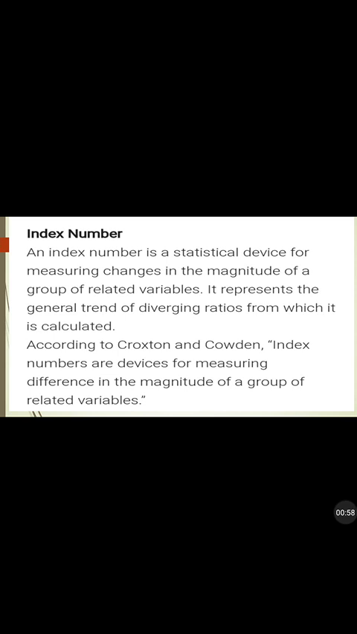It also represents a general trend of diverging ratios from which it is calculated. So it shows the trend of the prices. An index number shows the relative changes in the prices over a period of time. According to Croxton and Cowden, index numbers are devices for measuring difference in the magnitude of a group of related variables. It is a simple definition given by Croxton and Cowden.